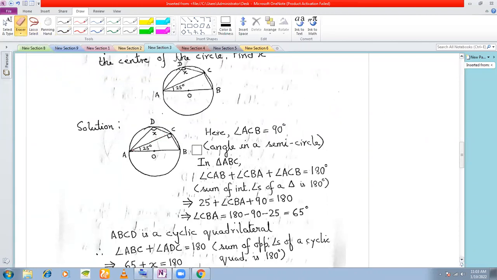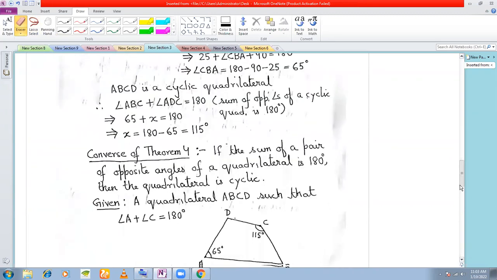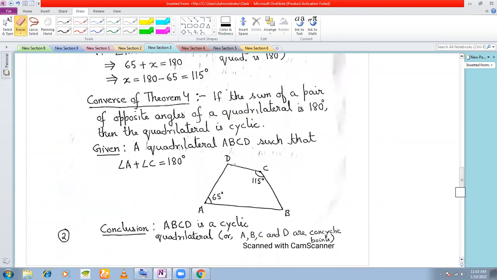Moving on to the next one. Now the converse of this theorem. In the theorem, it was given that if ABCD is a cyclic quadrilateral, the sum of the opposite angles of the quadrilateral is equal to 180 degrees. In this case, it is given that ABCD is a quadrilateral such that the sum of these two angles is 180 degrees. Then can we say that ABCD is a cyclic quadrilateral?